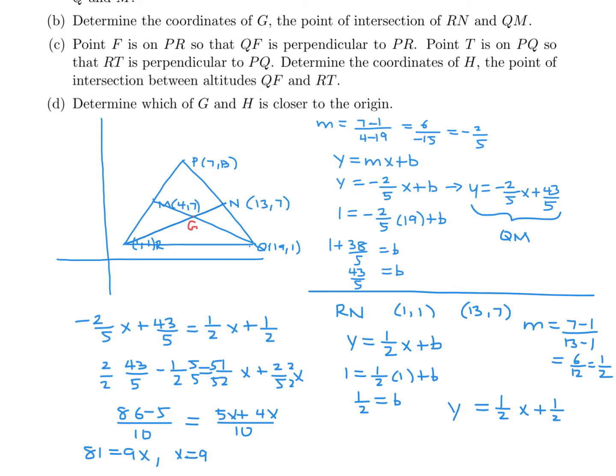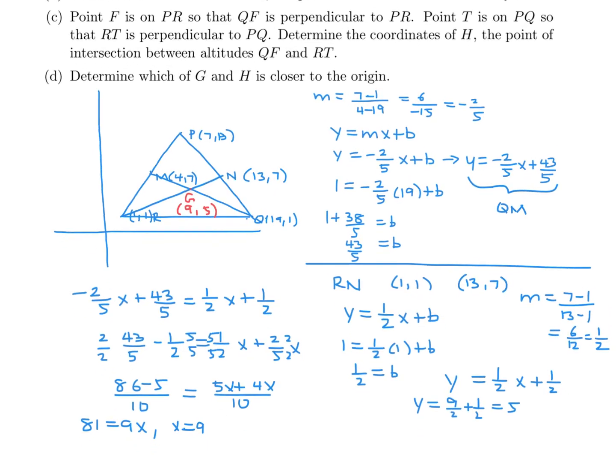So if x is equal to 9, substitute that into either one of these equations. Let's put it in this one. That means y is equal to 9 over 2 plus a half, which is 10 over 2, which is 5. So the point G is x is 9 and y is 5. So 9, 5 are the coordinates.